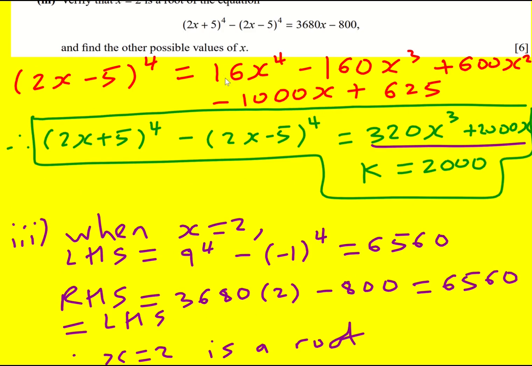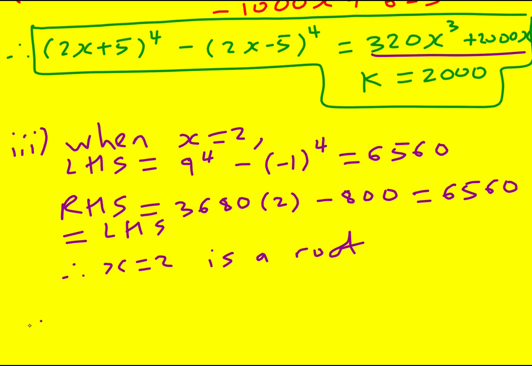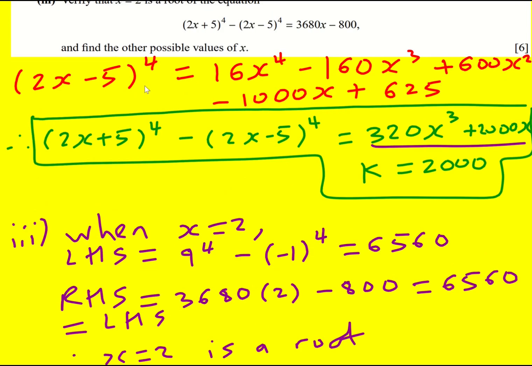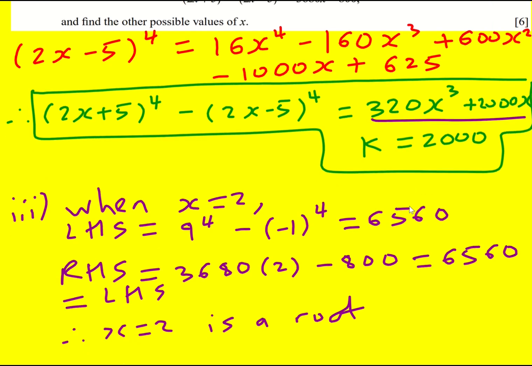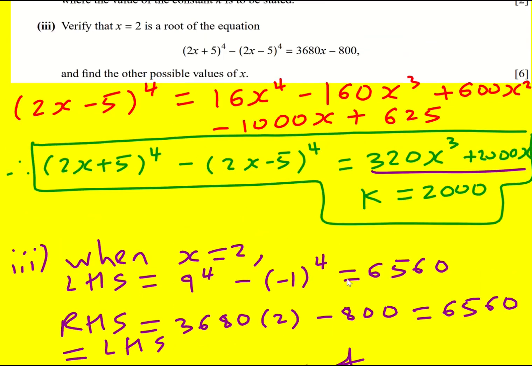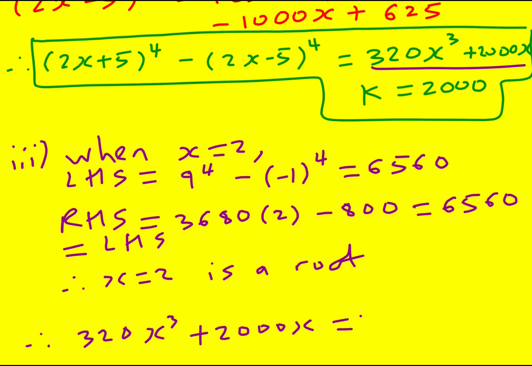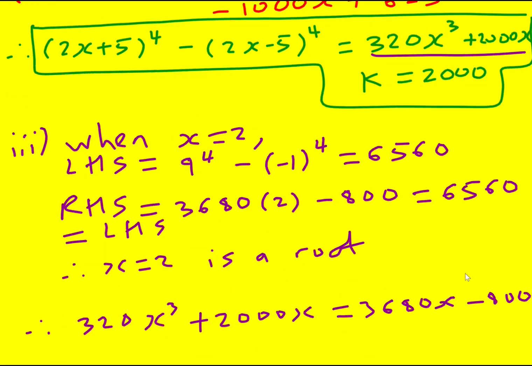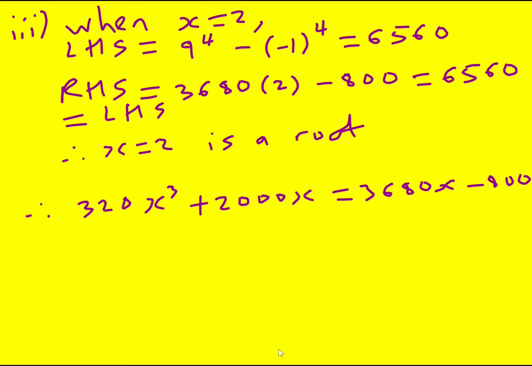We're asked to find the other possible values of x. So now it's time to replace that (2x plus 5) to the 4 minus (2x minus 5) to the 4 by what we found in part 2, 320x cubed plus 2000x. And that's going to equal 3680x minus 800. Okay, we've got a cubic equation to solve.